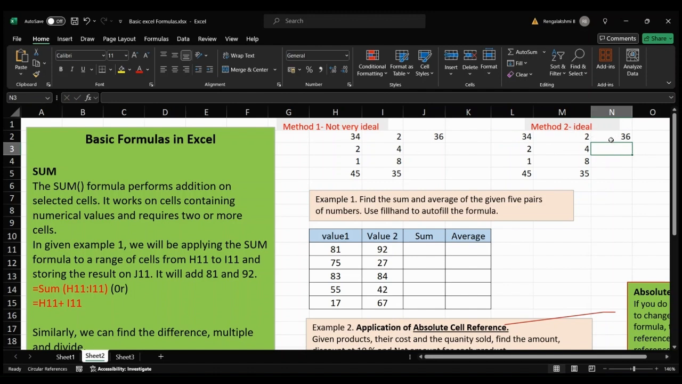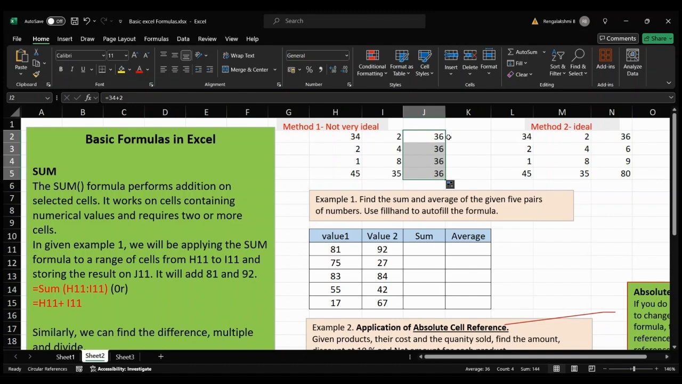Because when we do autofill here, the formula automatically gets autofilled and we get the sum for the whole range. So here we got 2 plus 4, 6, 1 plus 8, 9, 45 plus 35, which is 80. But when we are doing addition by using the absolute value and we do autofill, the formula will not get autofilled. Only the same number is being repeated. So this method is not considered ideal.